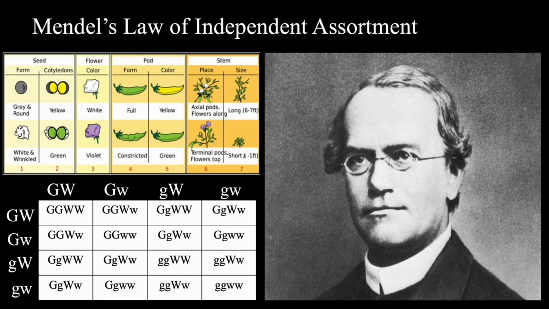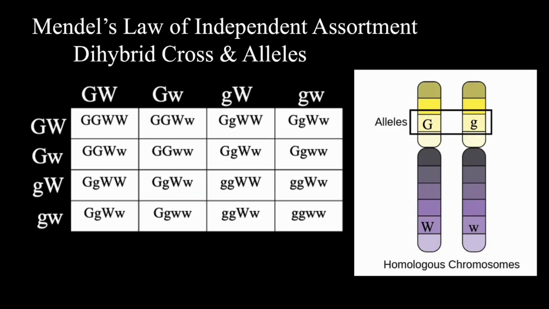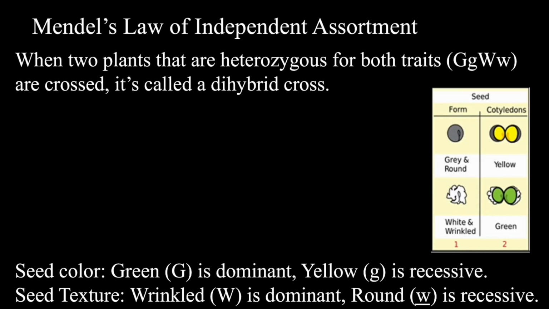Mendel's law of independent assortment states that genes for different traits are inherited independently of each other. A dihybrid cross is a type of genetic cross that examines the inheritance of two different traits at the same time. Each trait is controlled by a different gene, and each gene has two alleles, a dominant and a recessive. When two plants that are heterozygous for both traits are crossed, it's called a dihybrid cross, like crossing heterozygous G's and W's by heterozygous G's and W's.